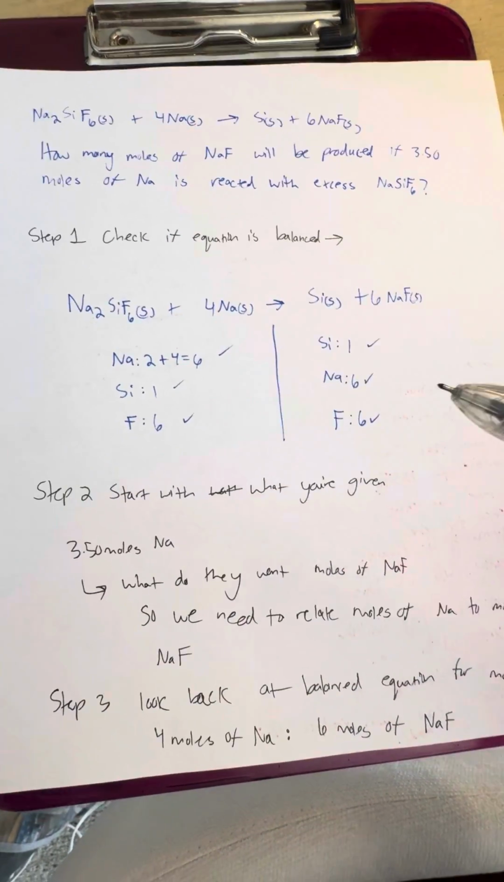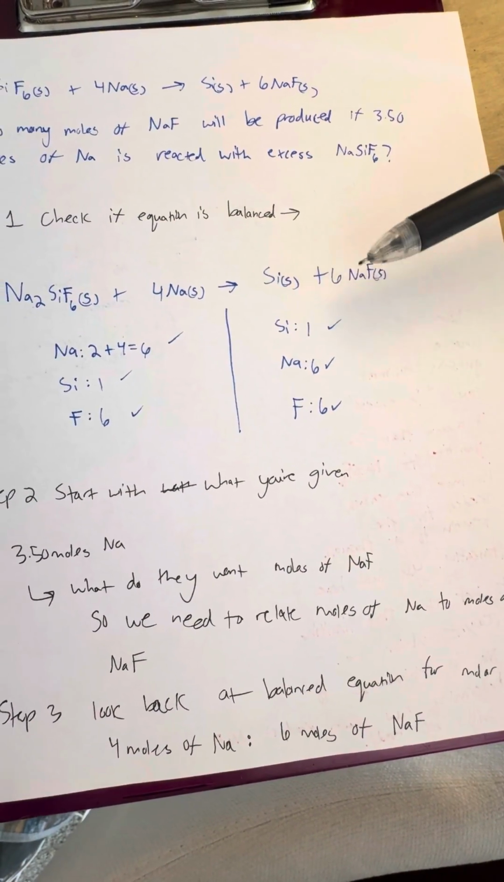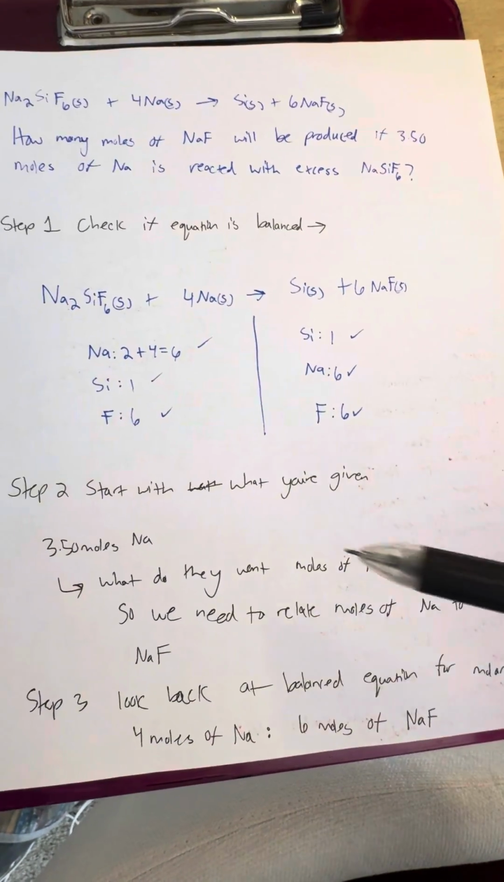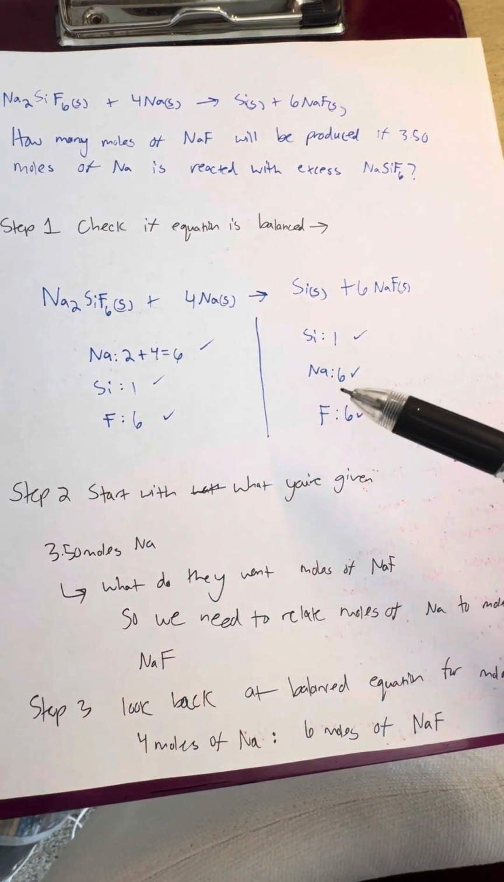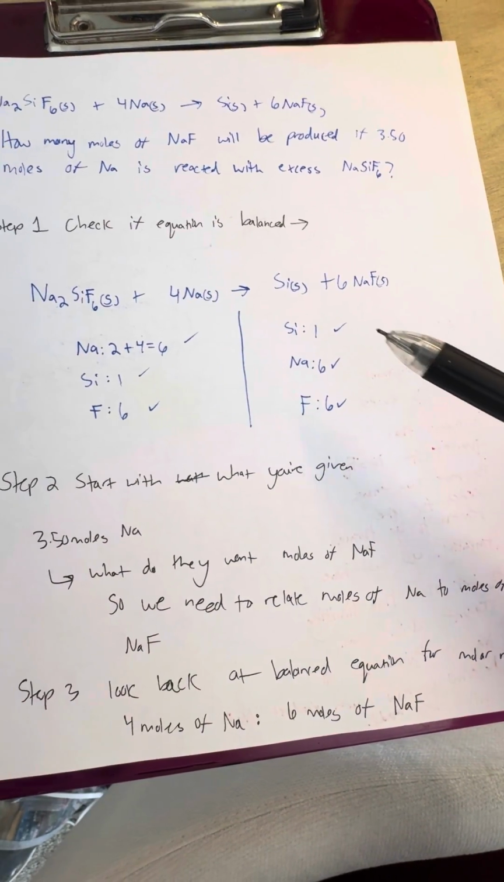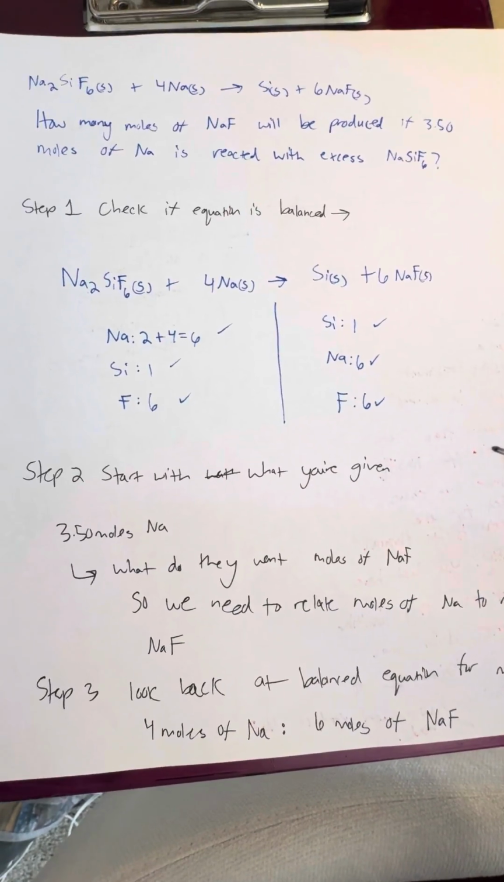Okay, let's see if that's true on this side. So I have 1 silicon, I have 6 sodiums, and I also have 6 fluorines. Let's double check. Fluorine and fluorine is 6, sodium and sodium is 6, and silicon are 1. So that's great. We confirm that it is balanced.